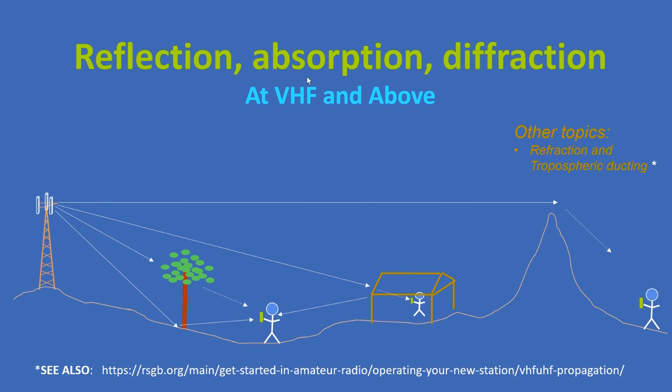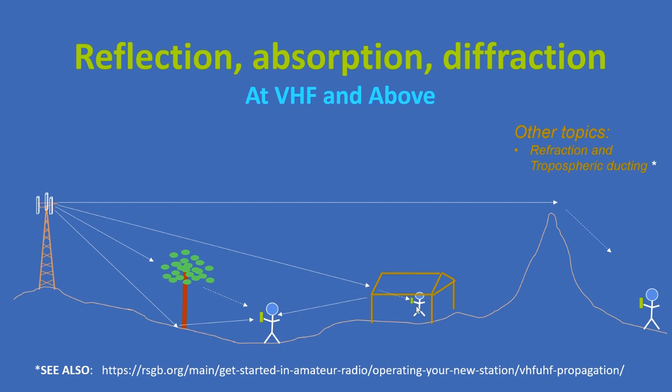So here we've moved up to very high frequency, which is 30 to 300 megahertz and above, like UHF, 300 megahertz to 3 gigahertz, and frequencies higher than that. So what have we got in our campy little graphic here? Again, we've got the cell tower, and that's to get the antennas up as high as possible so that we can get to things like this person in this house over here without having a bunch of trees in the way, for example. So there is a direct path from the antenna to the house.